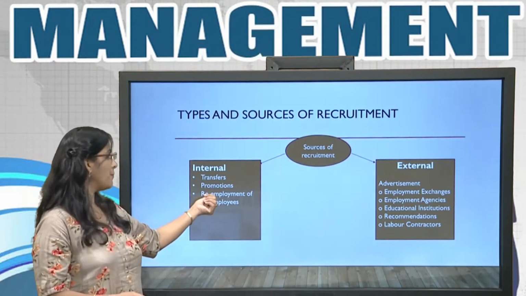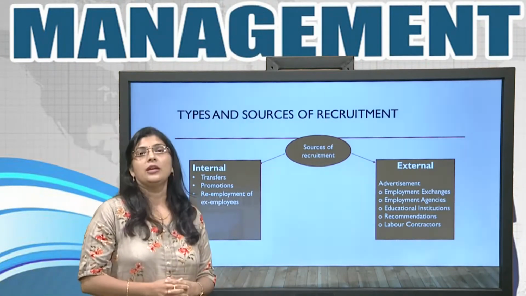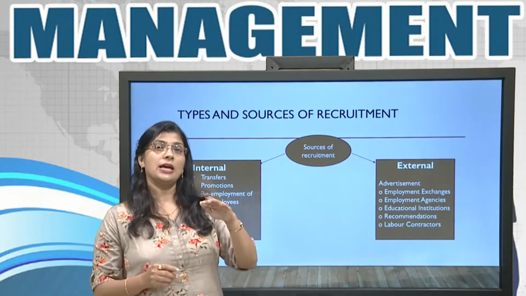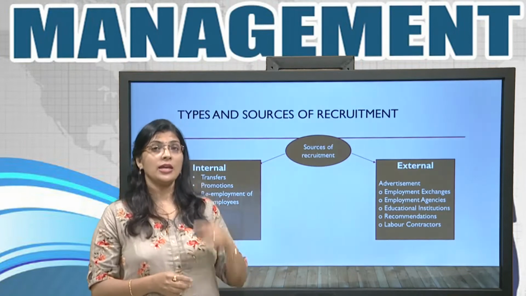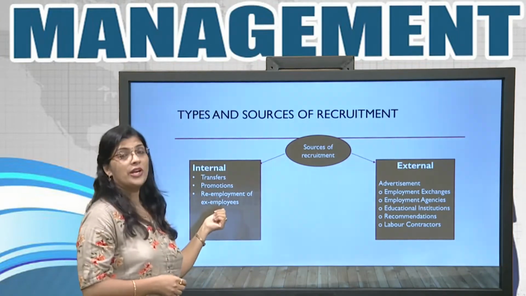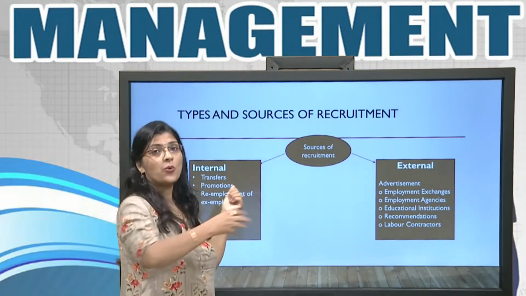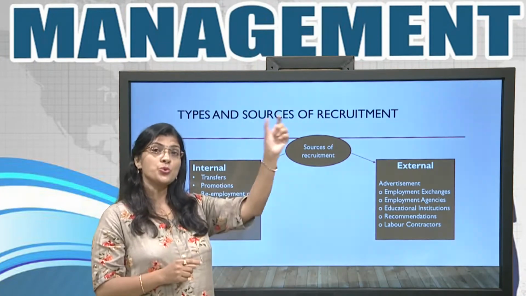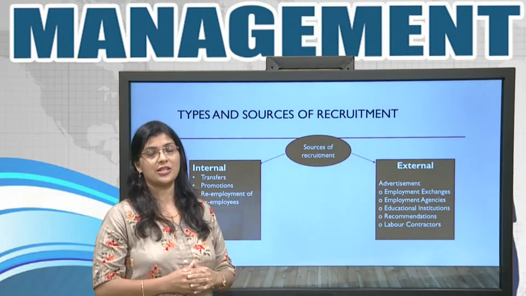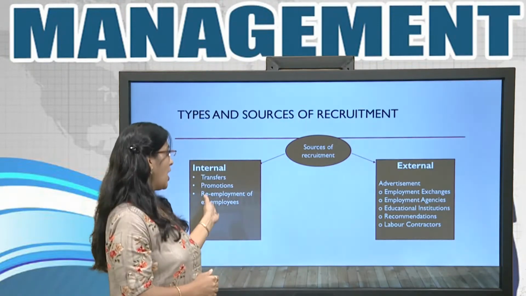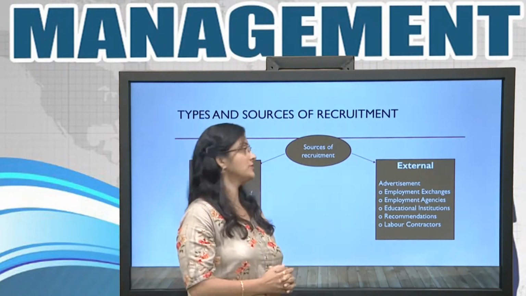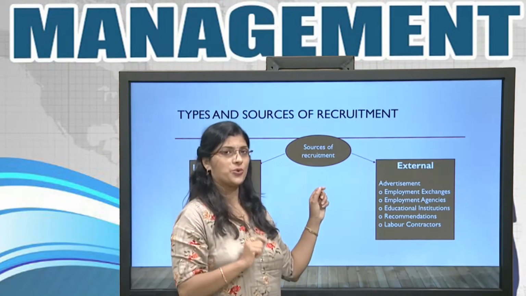Similarly, there is the re-employment of ex-employees. If any employee has left the company many years ago, he may be recalled whenever they feel that there is a requirement which best suits that particular candidate who has left the organization earlier. Now, move to the external sources of recruitment.